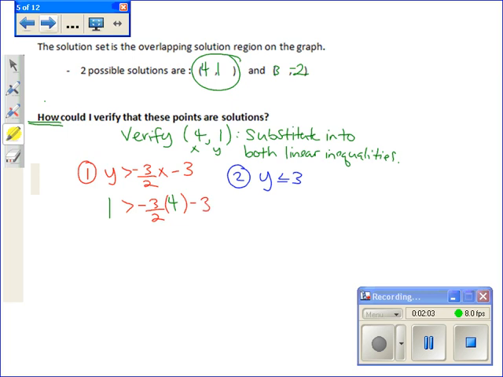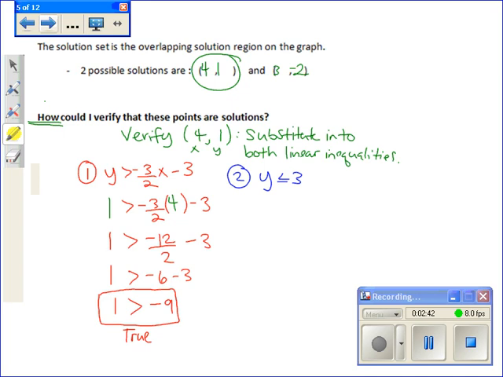Okay, we could go ahead and solve that now. Okay, so let's simplify this. On my left-hand side, I have 1 is greater than. I could do the math here. -3 times 4 is going to give me a -12 on the top, still over 2. Okay, minus 3, and I can simplify that even more. 12 divided by 2 is 6, so I have -6 minus 3. Well, that's going to give me a bigger negative, -9. Okay, so the statement 1 is greater than -9, that's true. 1 is a greater number than a negative number. So that's a true statement.